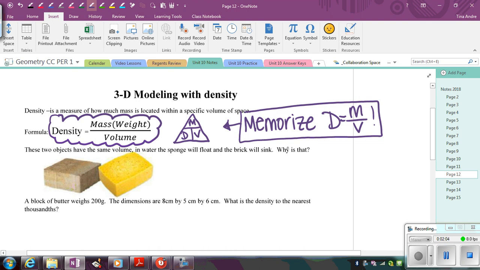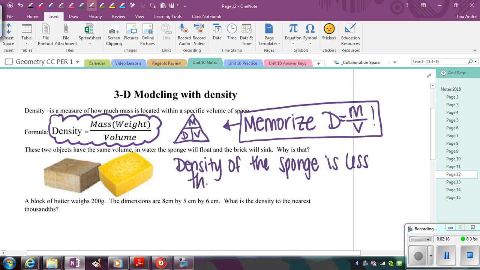To sum it up, the density of the sponge is less than the density of the brick. And again, when you compare those to water, the sponge has less than the density of water, and the brick has a density greater than that of the water. So think about it in terms of the weight per volume.